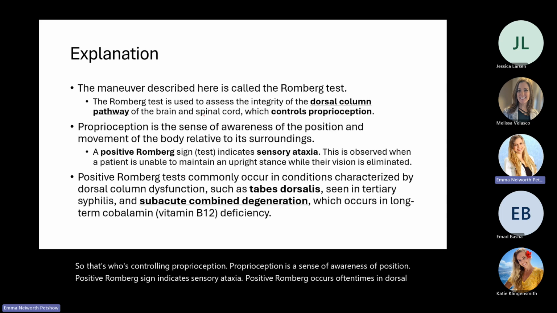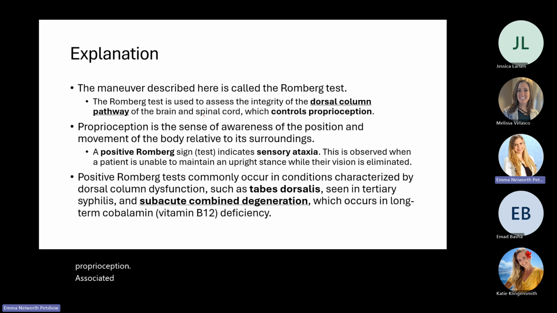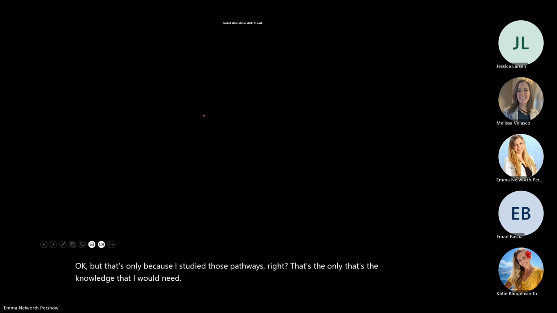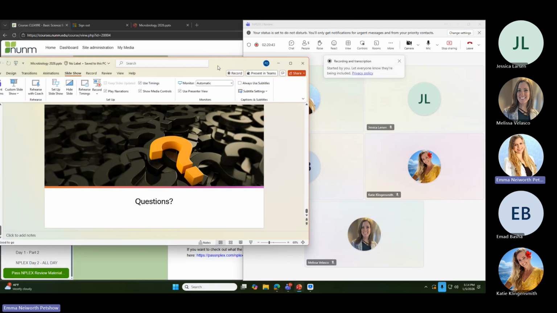That could be tertiary syphilis, so tabes dorsalis, or subacute combined degeneration, which is essentially long-term B12 deficiency. So when I see a positive Romberg, I associate that with dorsal column, I associate that with proprioception, and I associate that with B12 and potentially tertiary syphilis, or anything that could cause a B12 issue or dorsal column problem. Okay, but that's only because I studied those pathways, right? That's the knowledge that I would need. That's our micro, anatomy, physiology dive for today.